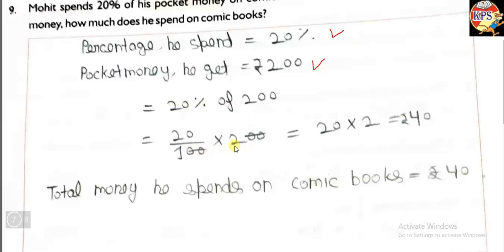Now 20 can be cancelled by 20. What is left here? 1 is left here and 2 is left here, and we have to write 20 into 2 here. After multiplying these numbers, we get 40. Total money he spends on comic books equals 40. Any confusion here? If you have any confusion, you can ask in the doubt group.